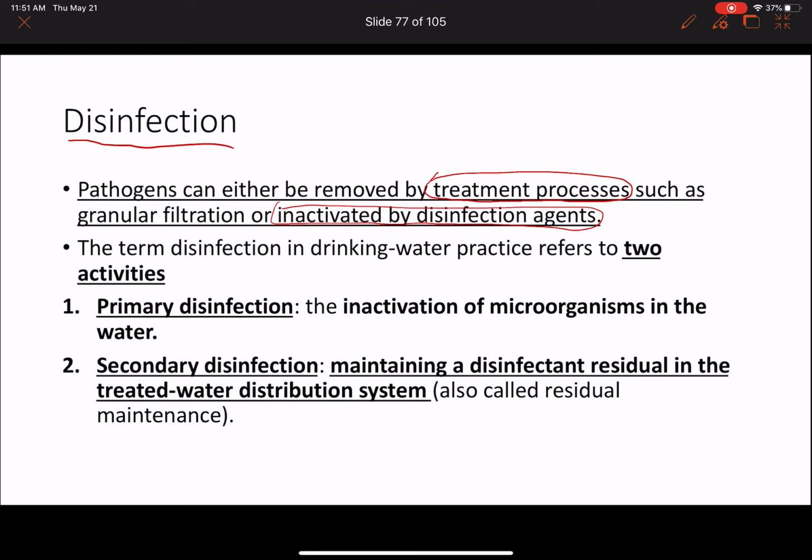And the very important definition of disinfection in drinking water practice refers to two activities. Primary disinfection, this is very important. What the meaning of this is inactivation of microbial life in water. Inactivation means that we do not make them active to regrow and to produce babies, to increase in numbers.